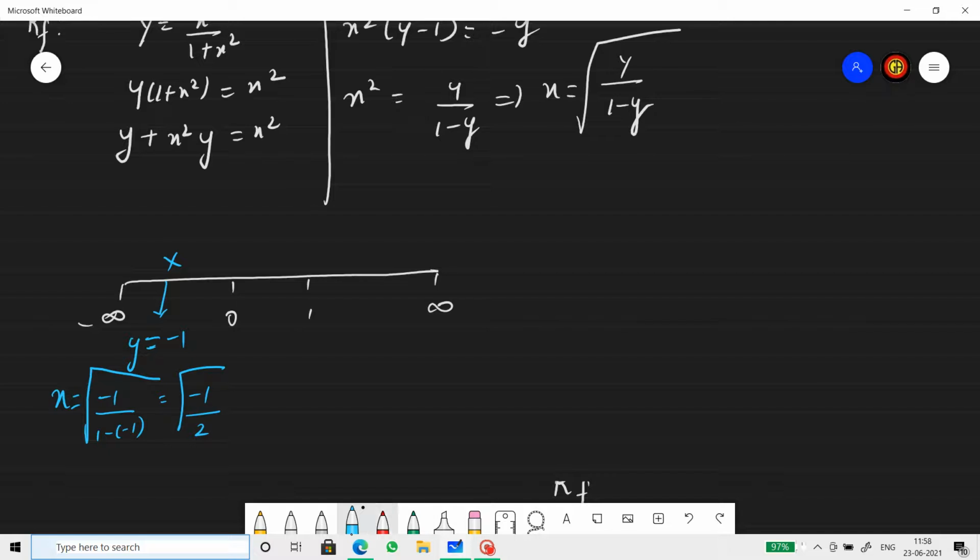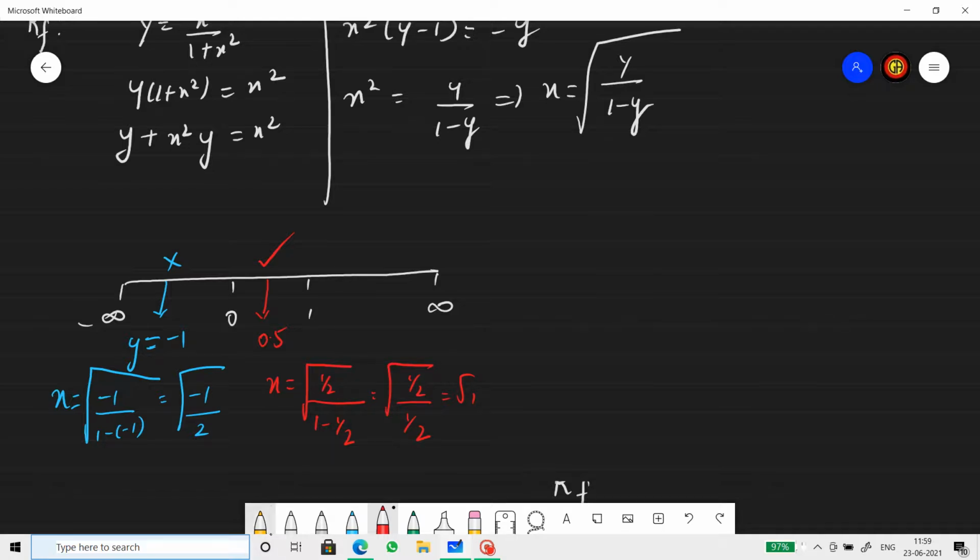Now let's take any value between 0 and 1. So let's go for 0.5, which is 1 by 2. So there you get x is equal to root over 1 by 2 by 1 minus 1 by 2. So that's root over 1 by 2 by 1 by 2. So that's root 1. So that's basically positive, or negative. So therefore, this is accepted. I can consider y values between 0 and 1.